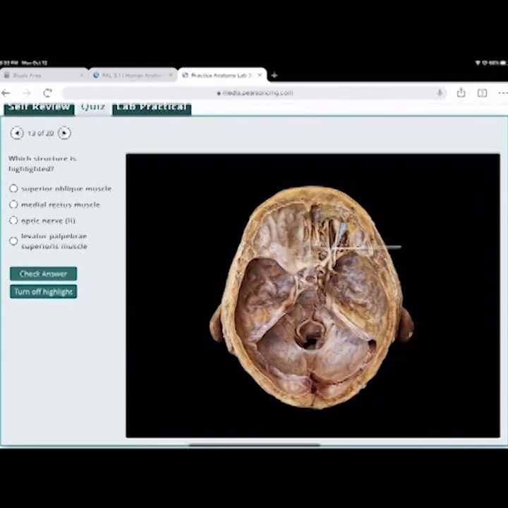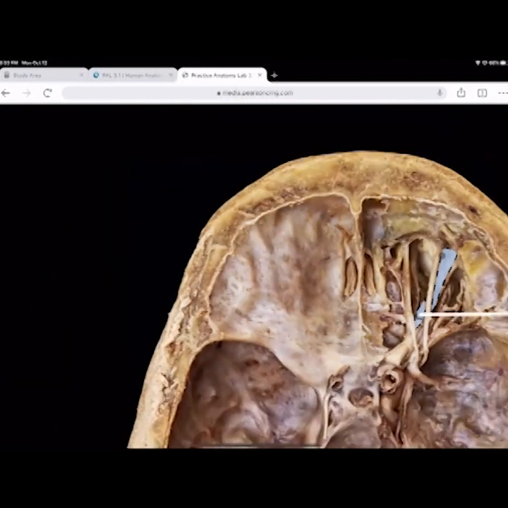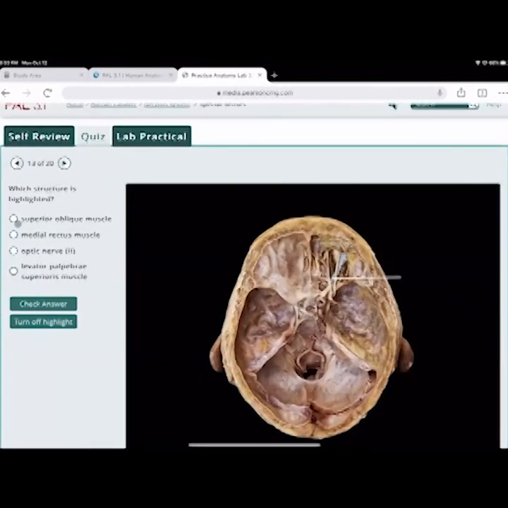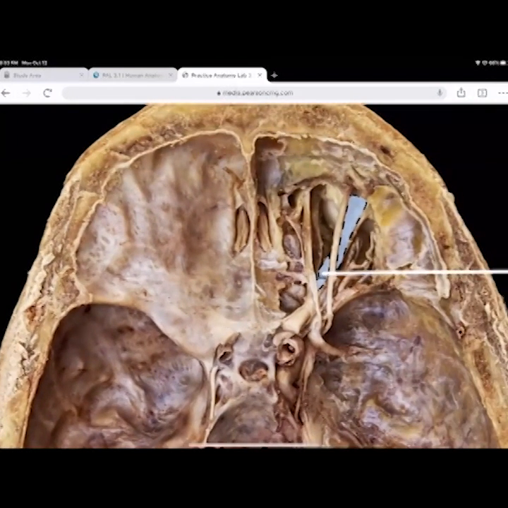Gosh, I can't tell. Look, it's going to the lateral portion, the superior portion of the eye. That's what it looks like. It's pointing to the superior oblique muscle. It's the levator palpebrae. Okay, so it's pointing to the levator palpebrae superioris muscle. Innervates the eyebrow right up here.